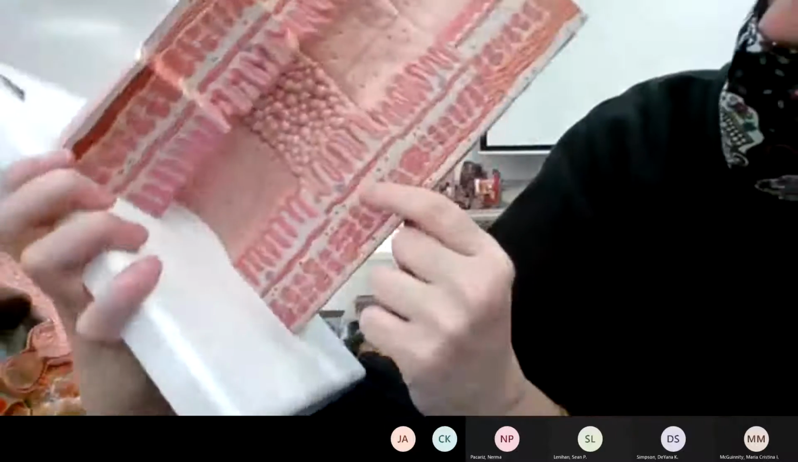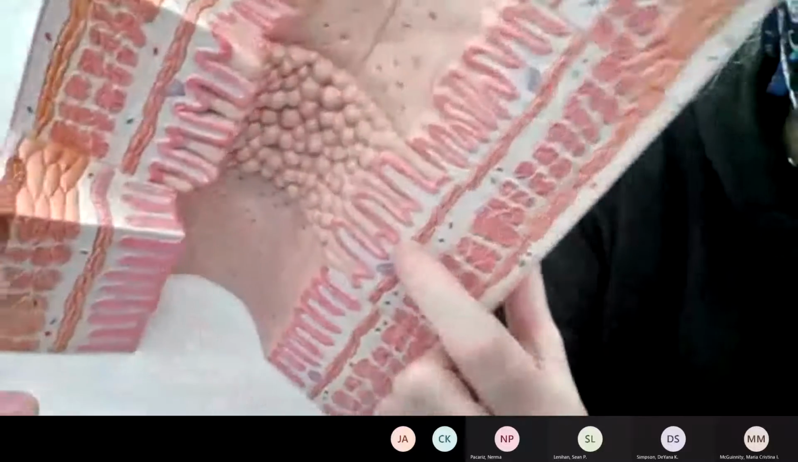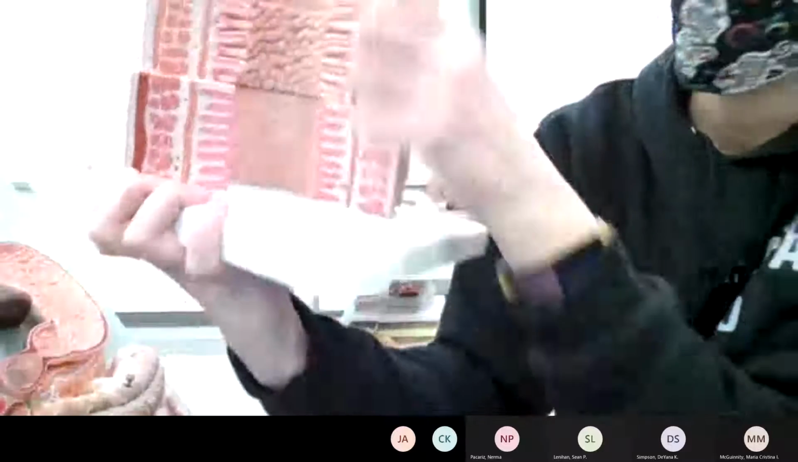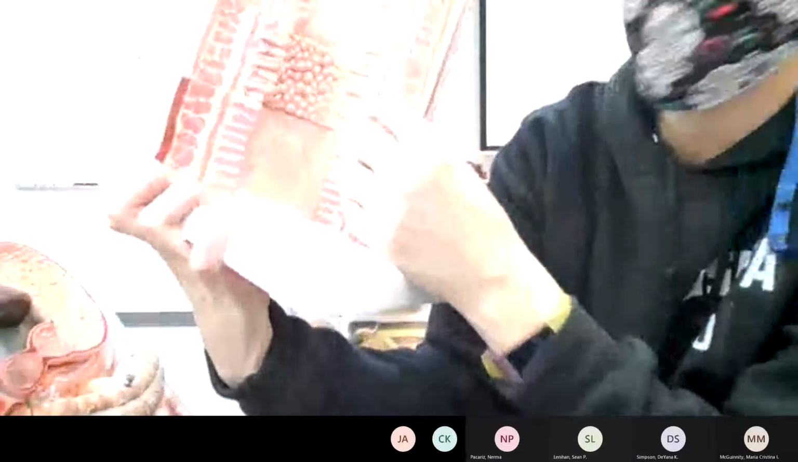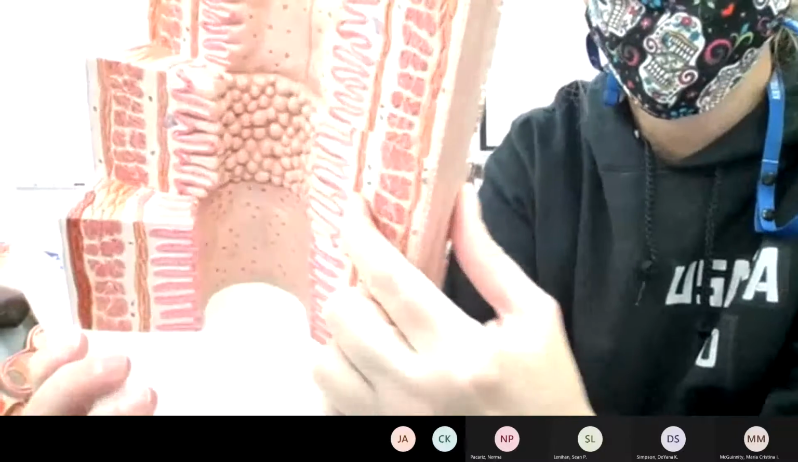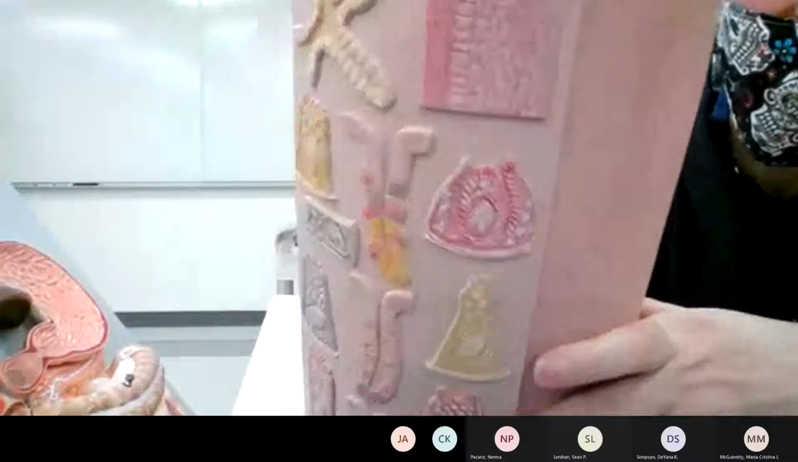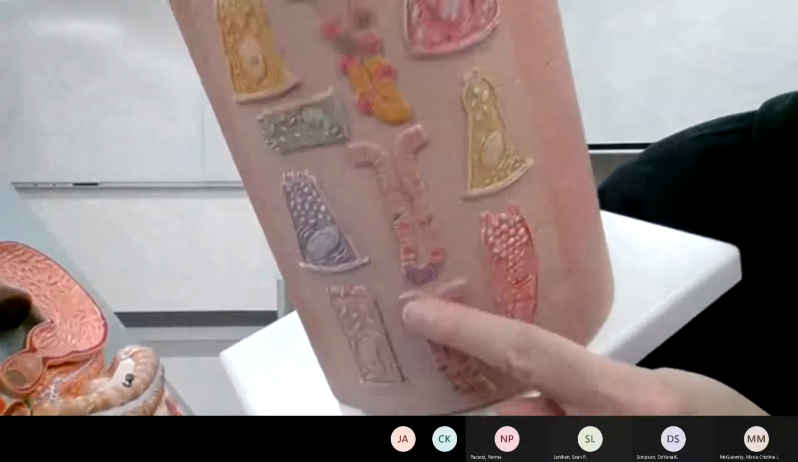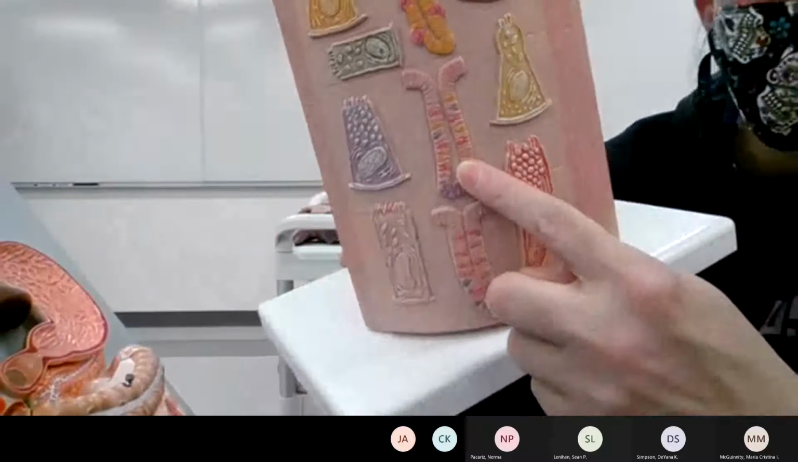Okay? There are still, if you look, going to be some of these indentation areas, right? And these indentation areas, like up here, are going to be glands. And these glands, because they're in the small intestines, are just intestinal glands. Okay? On the back of this model, they kind of show you, again, here's some of the glands from the stomach, and then here's some of the glands from the intestines. Okay?